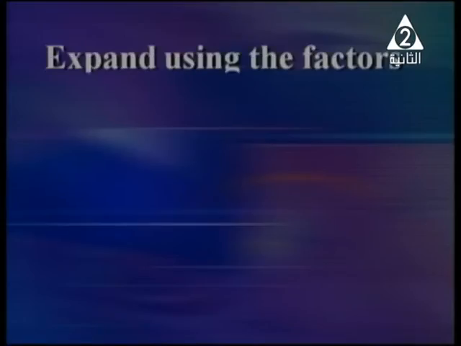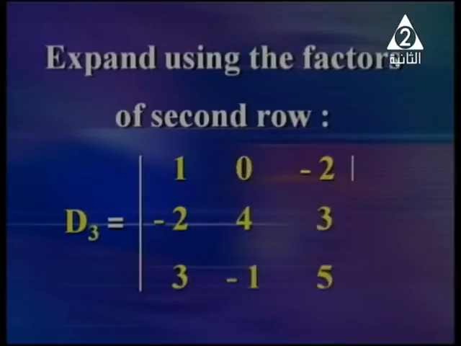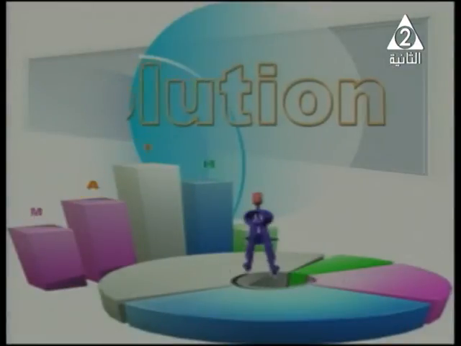Example, look at how to expand by using the cofactors of the second row. We have a determinant of 3 rows and 3 columns. The determinant is of third degree: 1, 0, negative 2, negative 2, 4, 3, 3, negative 1, 5. What is required? Expand by using the second row. What is the second row? Negative 2, 4, 3. What are the signs of the second row? Negative, positive, negative. Remember, look at the solution.